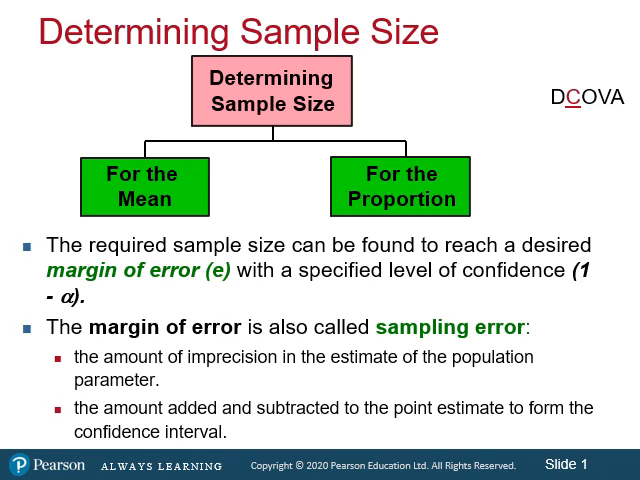In part 3 of the lecture, we will be looking at what we call determining sample size. We will look at determining sample size for the mean and also the proportion, to calculate sample sizes to reach a desired margin of error with a specified level of confidence, 1 minus alpha. The margin of error is also called a sampling error. Sampling error is the amount of imprecision in the estimate of the population parameter, the amount added and subtracted to the point estimate to form the confidence interval.